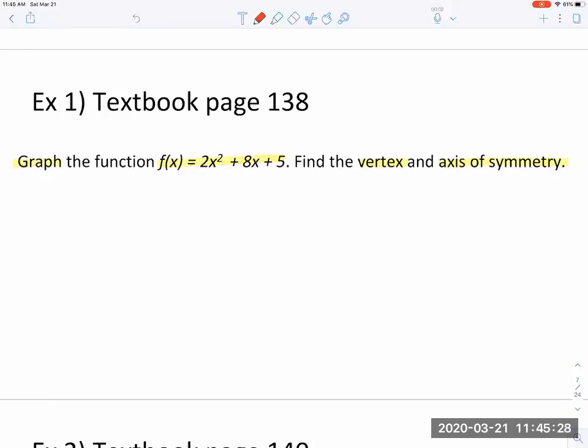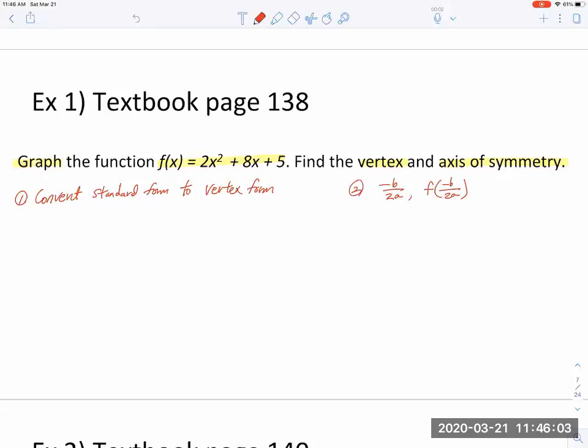So there are two methods. The first method is convert standard form to vertex form. Or second, you are going to use the formula to find out the vertex point, minus b over 2a, and then you're going to plug back into your function. So I will show you two different ways to find out the vertex point.